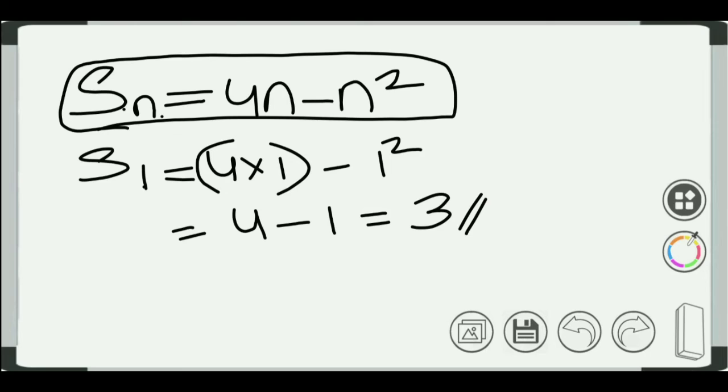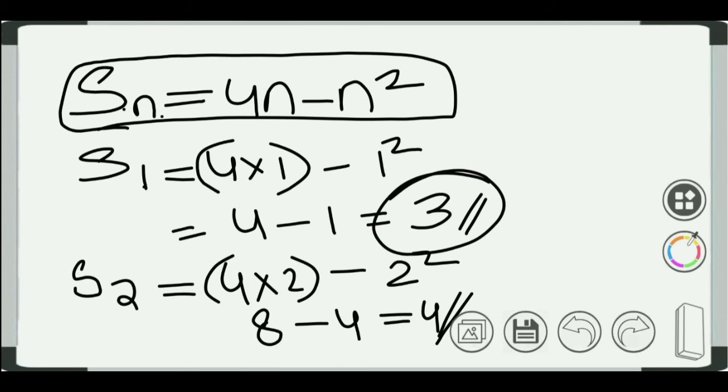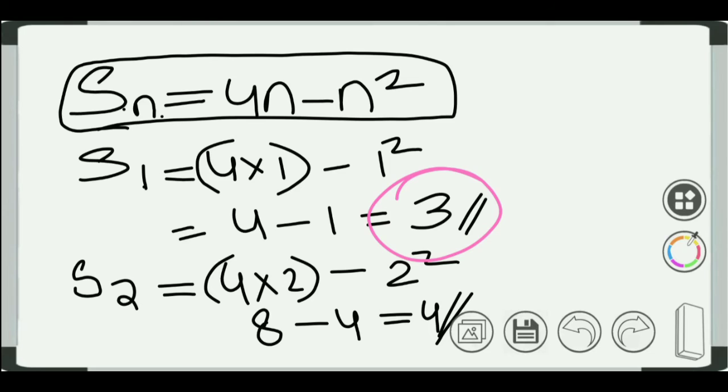The same way you can put S2. Instead of n, write 2. 4 into 2 minus 2 square. 4 into 2 is 8. 2 square is what? 4. 8 minus 4, 4. So you got S2 as 4. So S1 is 3 and S2 is 4.